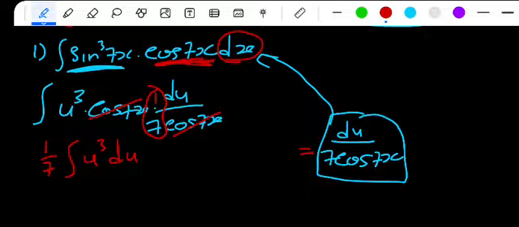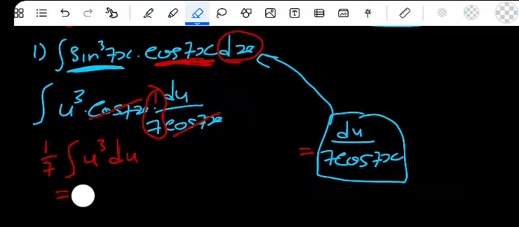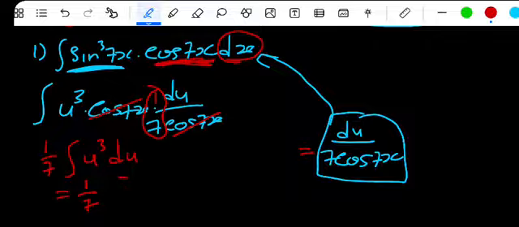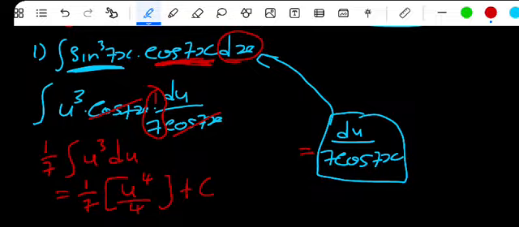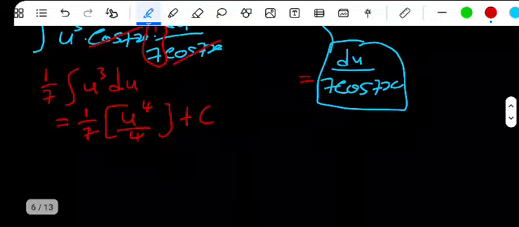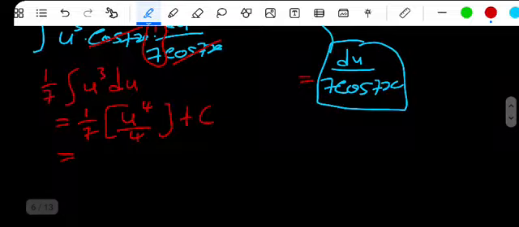We know the power rule. Here we'll have 1 over 3. We add the exponents there. Okay, this is a multiplication. Just multiply here. 1 over 7 must be outside like that, multiplied into what? You add the exponents, it will be 4. Divide by that exponent. There will be this constant, what? Constant c.